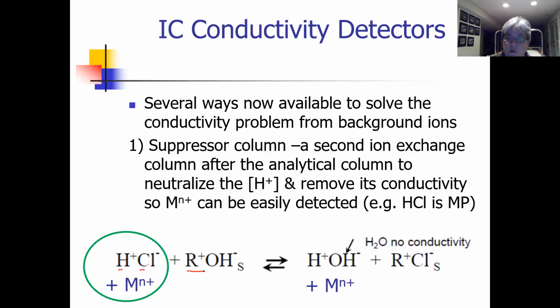So what I do now is put an anion exchange column after the regular column, and I put this through that. The chloride gets stuck onto the column. The hydroxide comes off and combines with hydrogen to make water, no conductivity. Then all I have left is the ion I'm trying to measure. So I've taken that very high background, the tiny signal, and lowered the background to 0, and now I can very easily measure that signal and get a nice big peak.